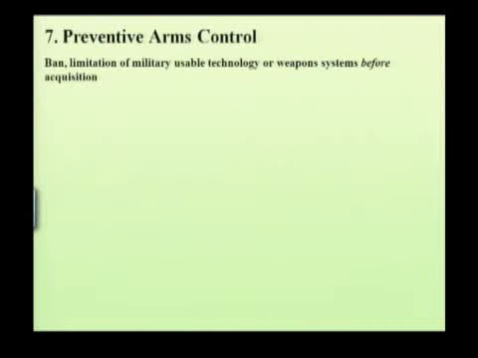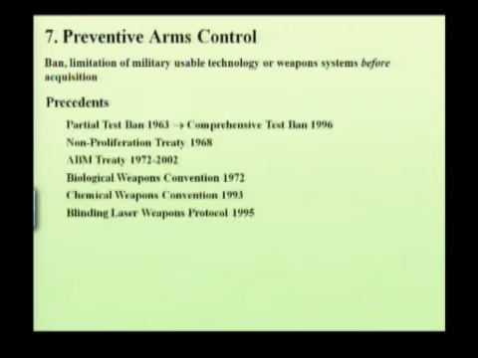So, penultimate section on preventive arms control. This is the ban or the limitation on militarily usable technology or weapon systems before they are being acquired and deployed for the armed forces. That's not completely dream work. It's not blue sky. We have several precedents and existing arms control agreements.